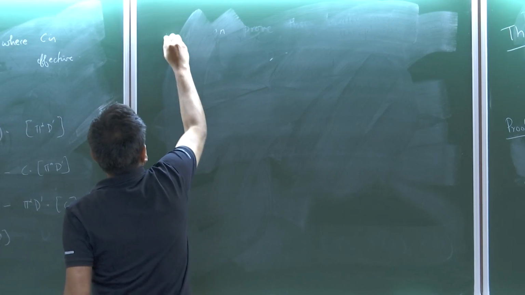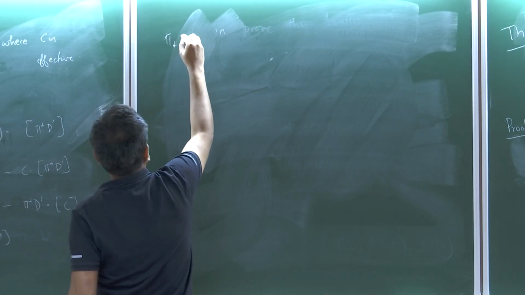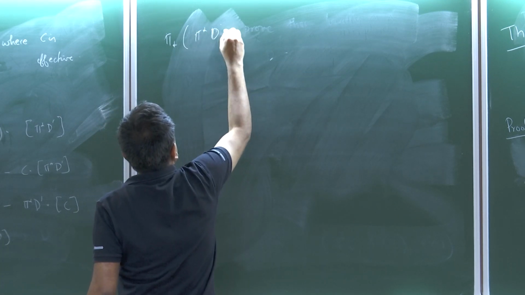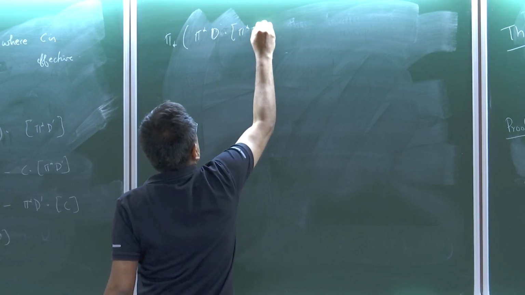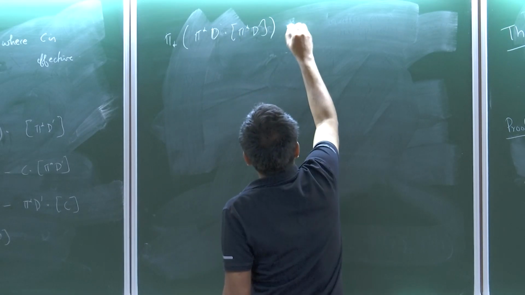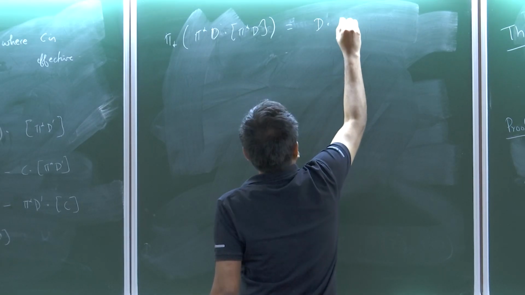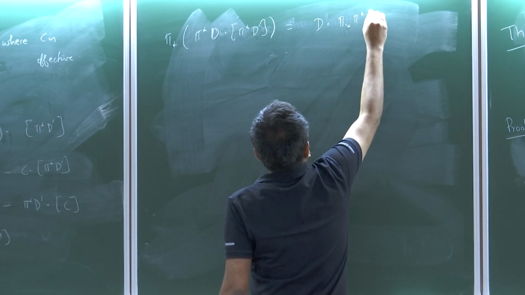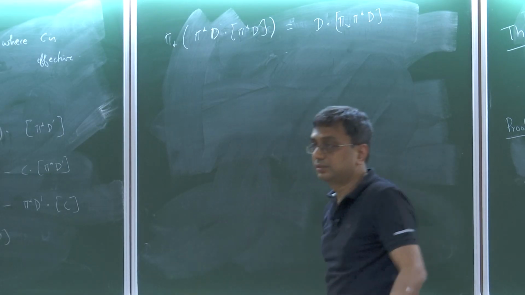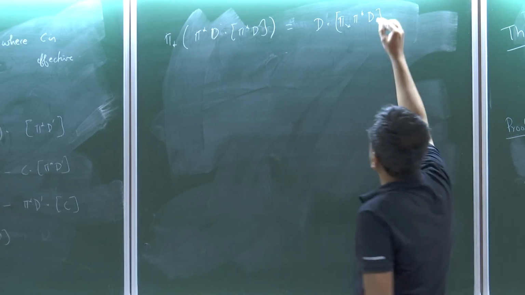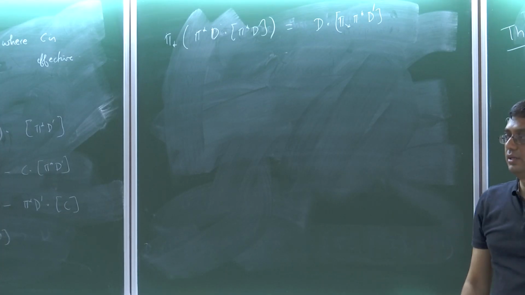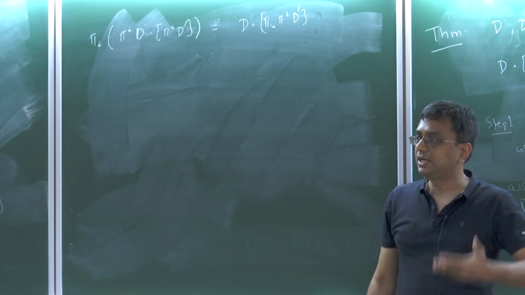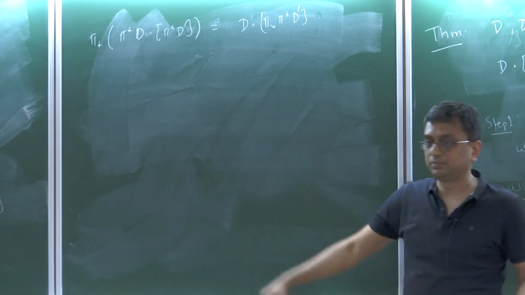Okay, so therefore pi upper star D dot pi upper star of D prime. What is this? Let us first calculate this. This by projection formula is D dot pi upper star of pi lower star of pi upper star D prime, right? This is equal to this, right? I claim that this is equal to D prime itself. If I take D prime, I pull back and push forward, I get D prime itself, because this is a birational morphism.